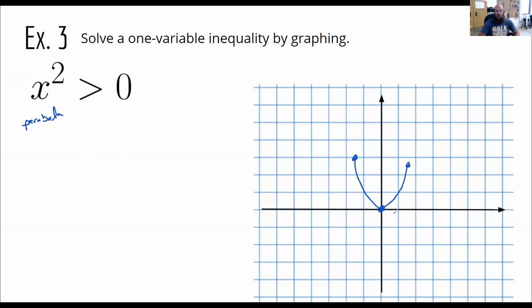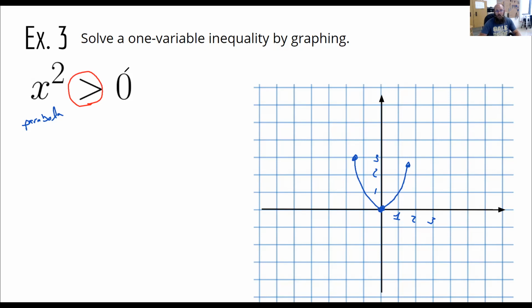beautiful curve going up. I need to draw on my scale. 1, 2, 3, 1, 2, 3. With something as simple as this, I'm okay with you not finding more points and making sure your parabola has the right curviness to it. We're just going to kind of leave it as it is for right now. It doesn't really matter. So where is my graph strictly greater than 0?